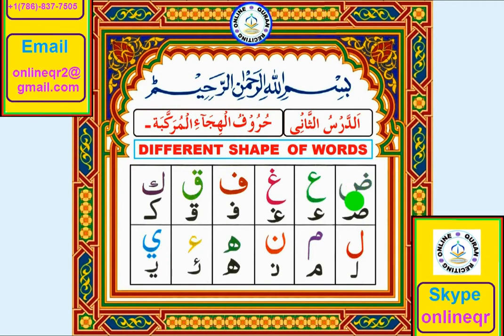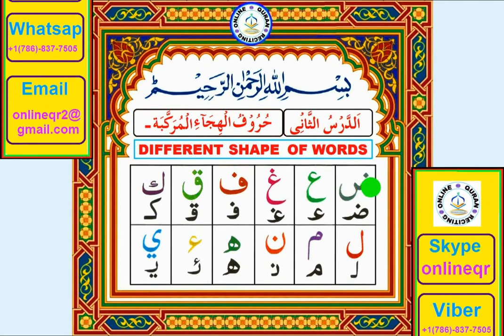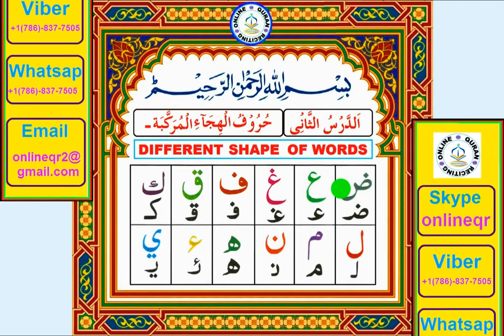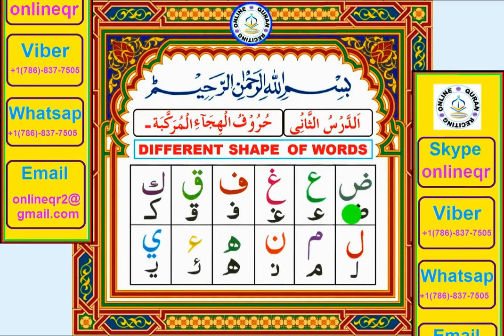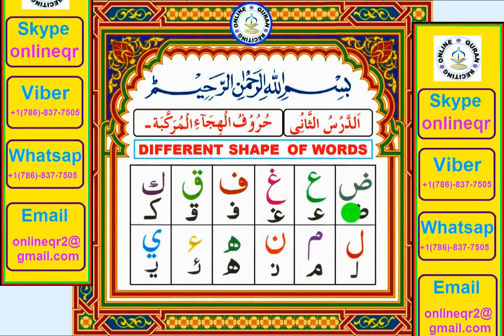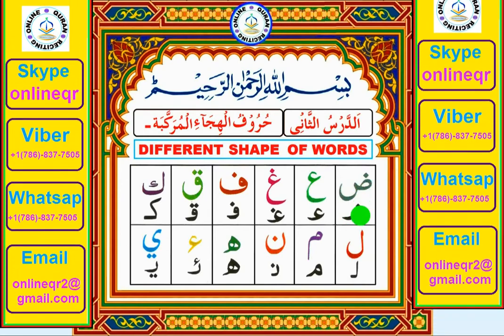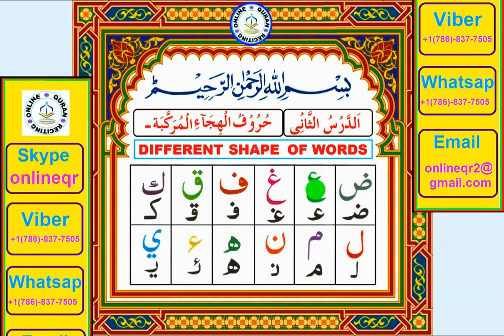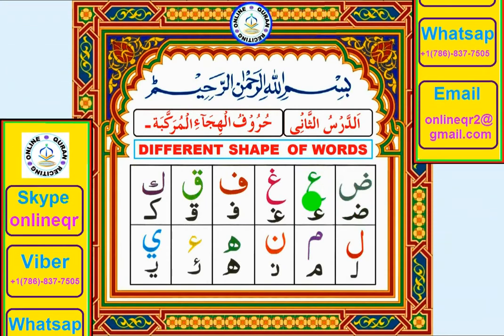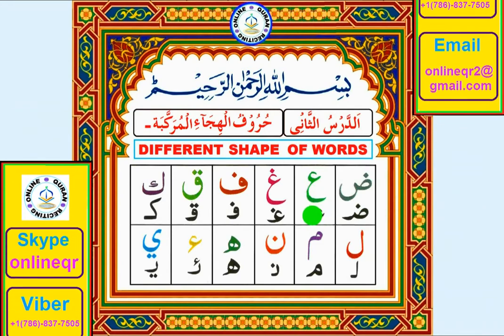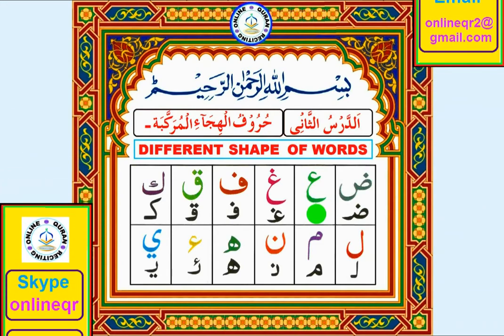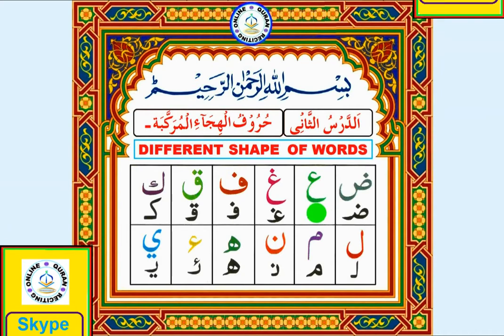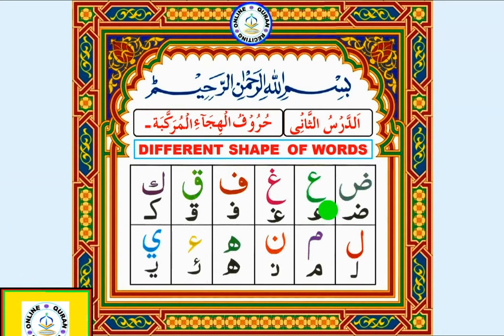This is Dad. After using in sentence, its shape becomes like this. This is Ra. After using in sentence, its shape becomes like this.